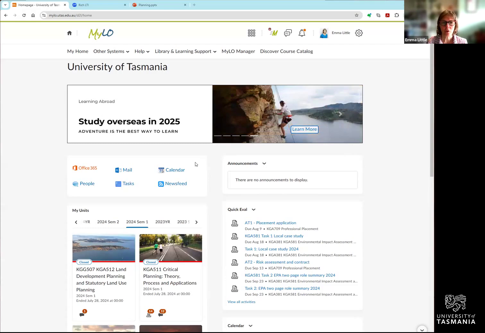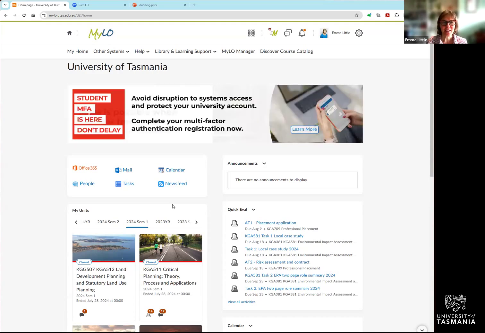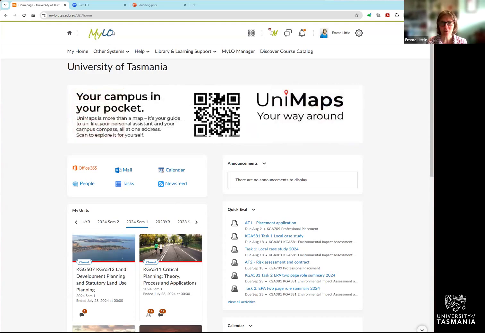Everyone, I'm going to talk you through the units within both the Graduate Diploma of Environmental Planning as well as the Master of Planning. I have access to all these units online in the UTAS system called Milo. So let's have a quick look.